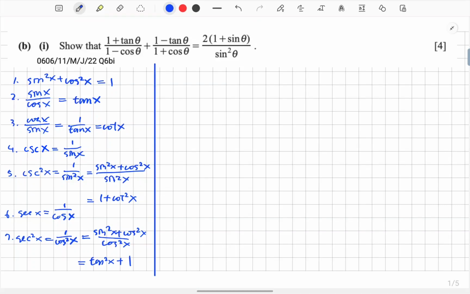The question states "show that", meaning this is a proof question. When we encounter a proof, we can start with either the left hand side or the right hand side. We normally start with the more complicated side. In this case, it is the left. Now we encounter two terms. When we want to combine them, we need to make the denominator the same.